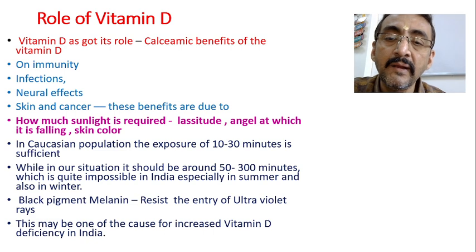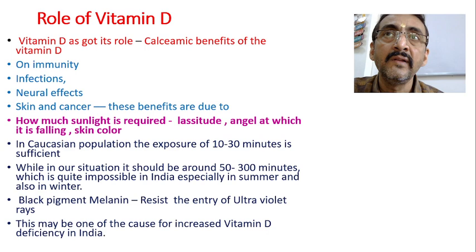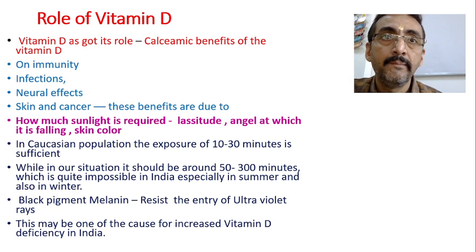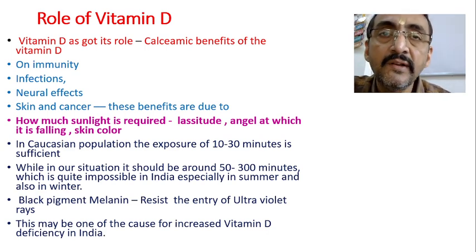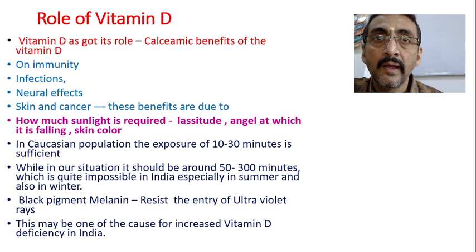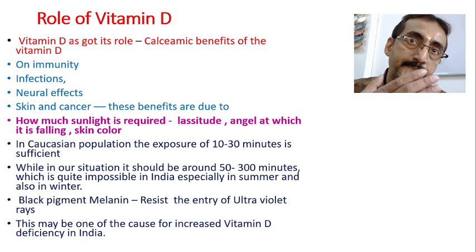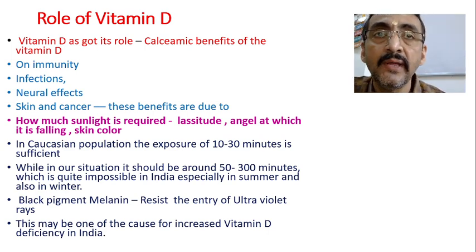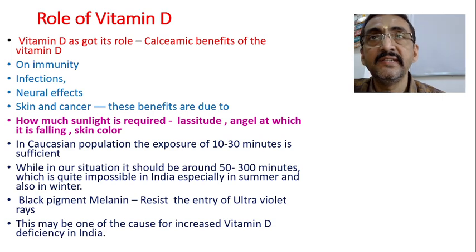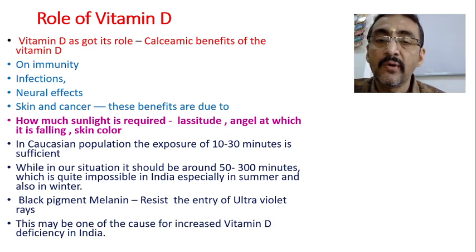Now, the black pigment melanin, which is present in the skin, resists the entry of ultraviolet rays. One of the main roles of melanin is to resist the entry of these rays inside the body. Those who have more melanin usually have a black complexion, and the ultraviolet rays are not allowed inside the body. This may be one of the causes for the increased vitamin D deficiency in India. Maybe this is one of the important causes.